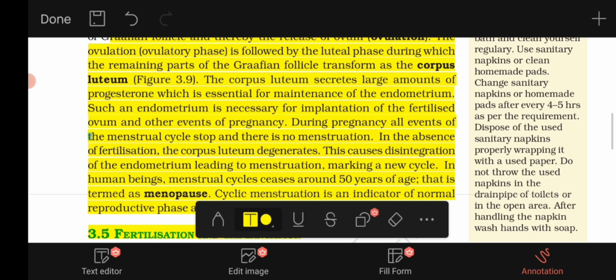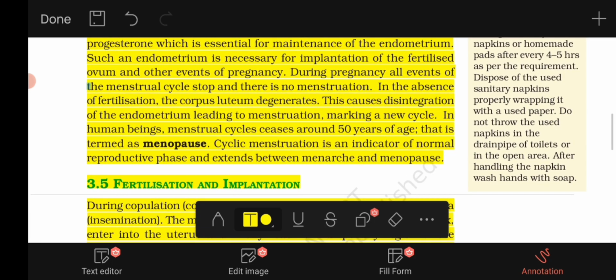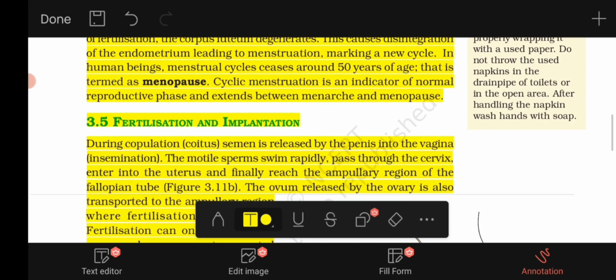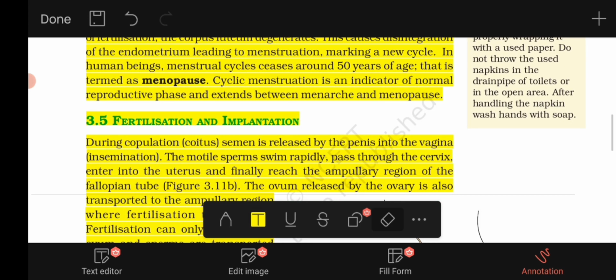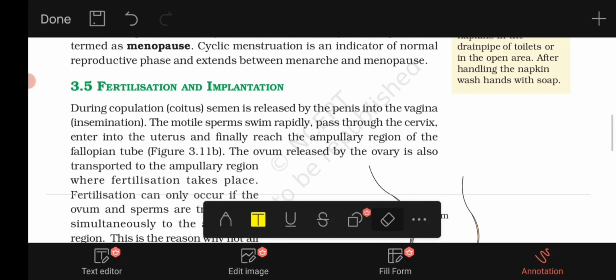In human beings, this menstrual cycle ceases around 50 years of age, which is termed menopause. Cyclic menstruation is an indicator of the normal reproductive phase and extends between menarche and menopause. Menarche is the beginning of the menstrual cycle during puberty, and menopause is around 50 years of age.